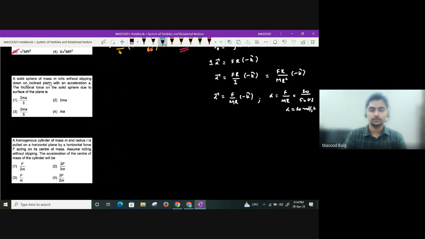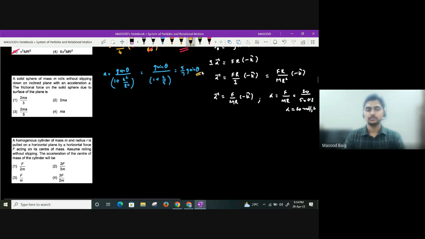A solid sphere of mass m rolls without slipping on an inclined plane with an acceleration a. So what is acceleration given as? You know, it is given as g sine theta divided by 1 plus k square by r square. For solid sphere, what is k square by r square? 2 by 5. So what will I get, beta? g sine theta divided by 1 plus 2 by 5, which turns out to be 7 by 5. I can write 5 by 7 g sine theta will be our acceleration.